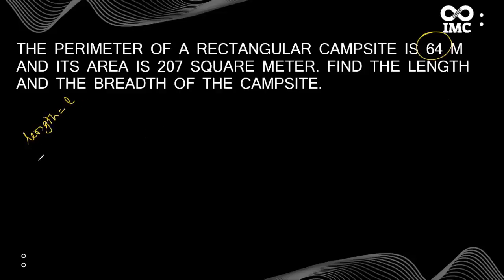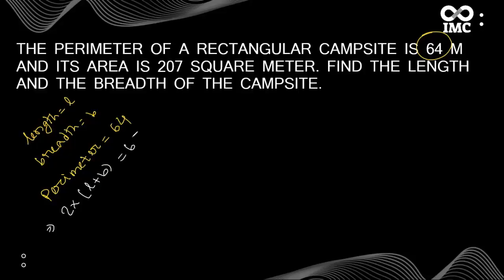Here length equal to L and breadth equal to, suppose, B. Then here the question says perimeter equal to 64. So what is the formula for perimeter? That will be 2 multiplied by (L plus B) equal to 64. Or we can write L plus B equal to 64 divided by 2, that is 32. Okay, this is equation 1.